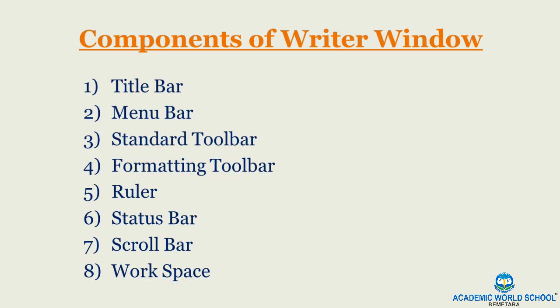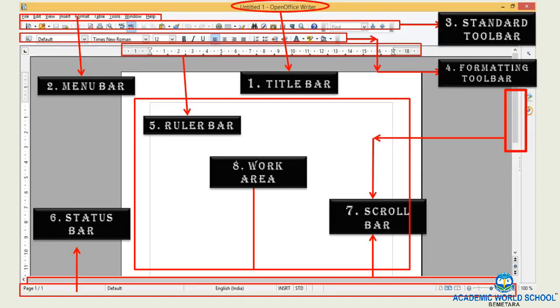Now the first one you can see here is the title bar. Why is it called a title bar? It is called a title bar because the name of the running software is given at the top of the window. When you save your file, you will find this untitled name will be changed to the name of the file. I will show you this in my next slide. So because the name of the running software is given, it is called a title bar.